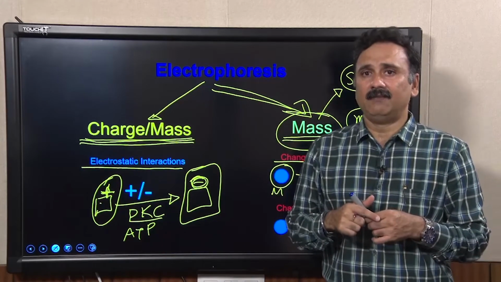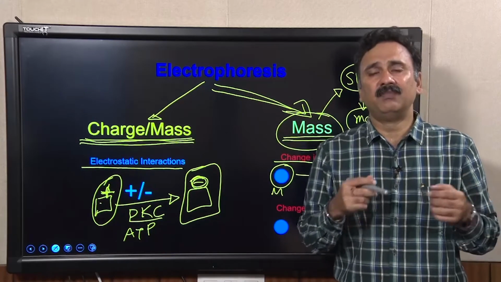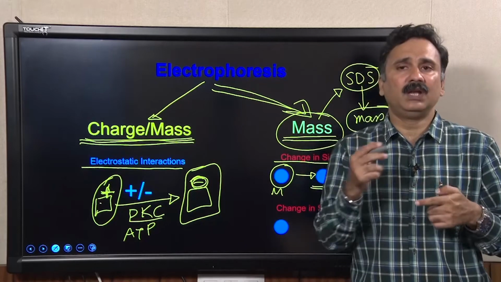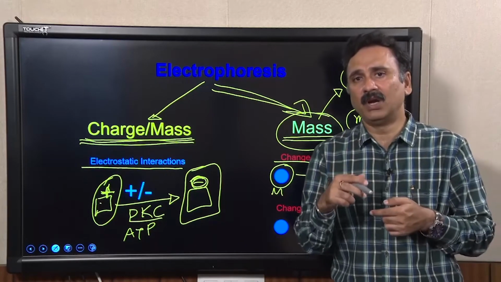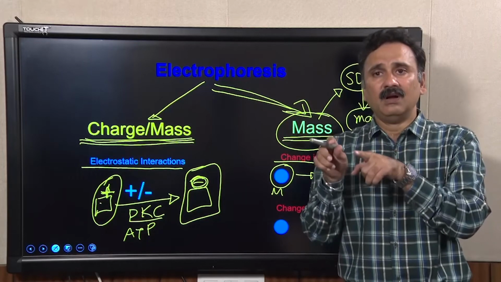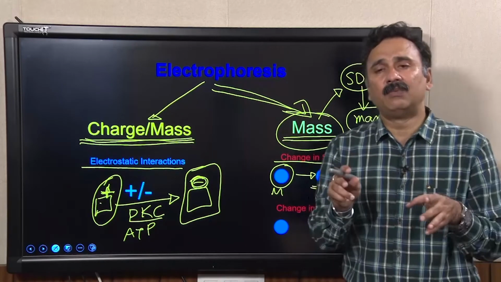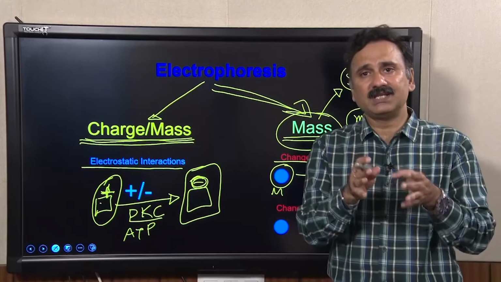The alternate is where there is no change in mass, but the electrophoretic mobility of that molecule changes because of a change in the friction of that molecule, that is, if the molecule changes its shape.